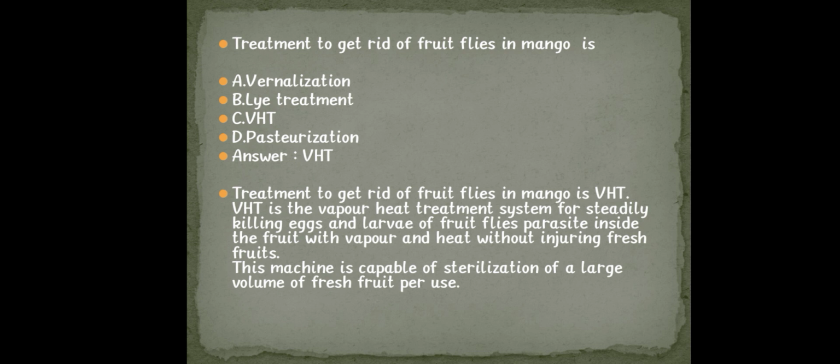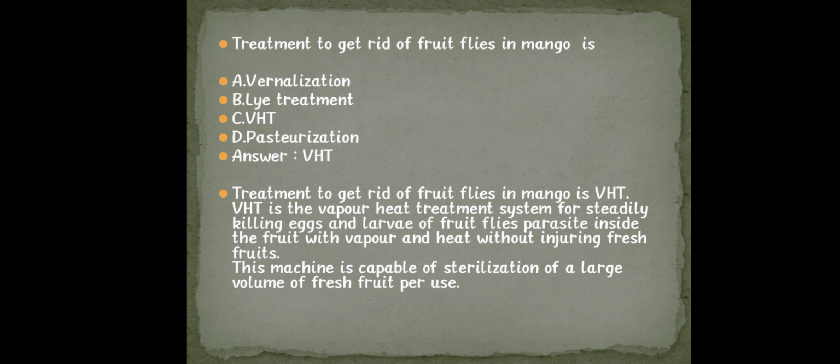Option number first is vernalization, second light treatment, third one vapor heat treatment, fourth one pasteurization. So the answer is vapor heat treatment. So what is this treatment? Vapor heat treatment is the system for steadily killing the eggs and larvae of the fruit flies.